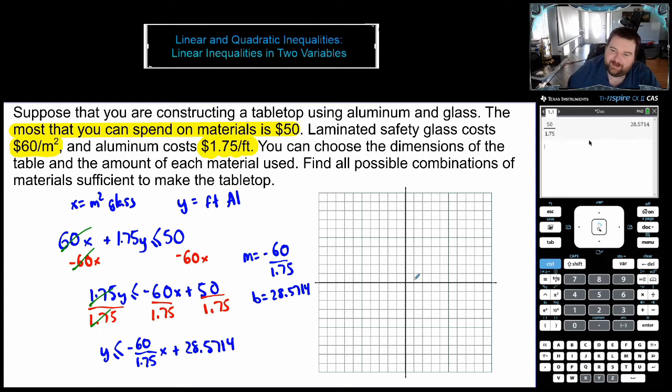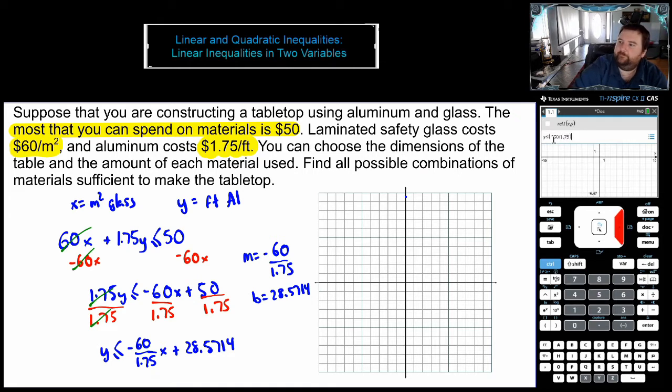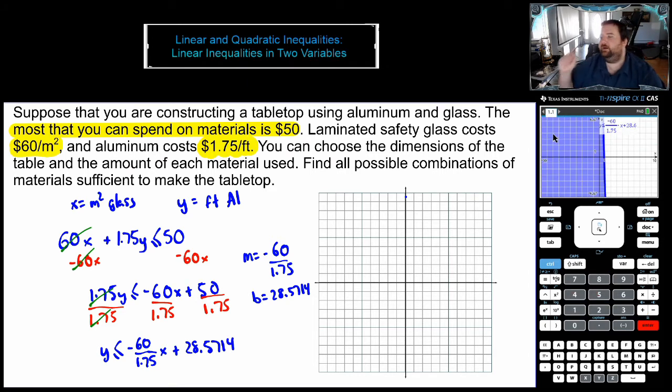I could try to do this by hand, right? And say this was 30 and 28's there. But if 28's there, then this is like negative 60, and it's kind of awkward. So I'm going to make the executive decision that I'm going to use my calculator, and we're going to make a graph. I want y less than or equal to negative 60 divided by 1.75 x plus 28.5714. Okay, so there's my graph.